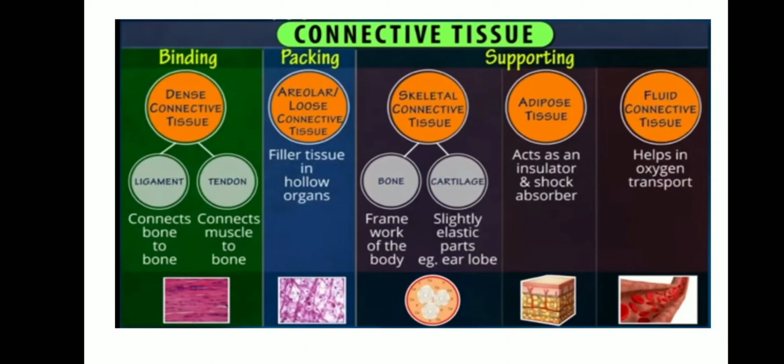Four types of tissues we have seen. What are they? Connective tissue proper, under that areolar and adipose. Next, supportive connective tissue, cartilage and bone. Dense connective tissue, tendons and ligaments. And at last, fluid connective tissue, blood and lymph.